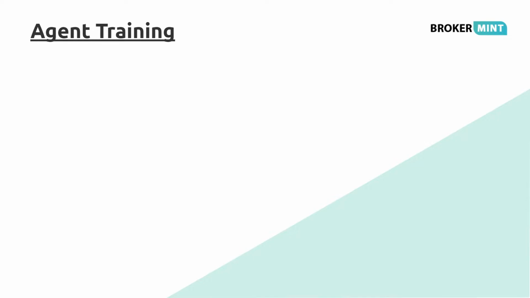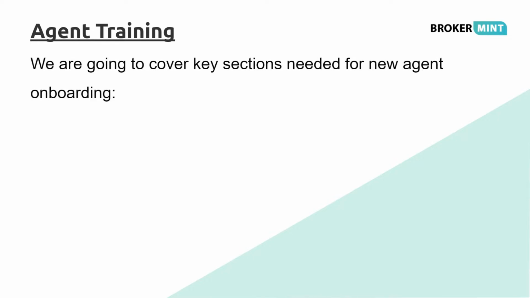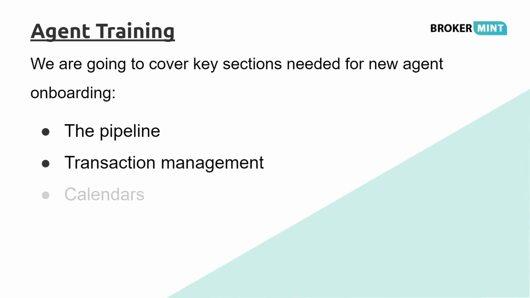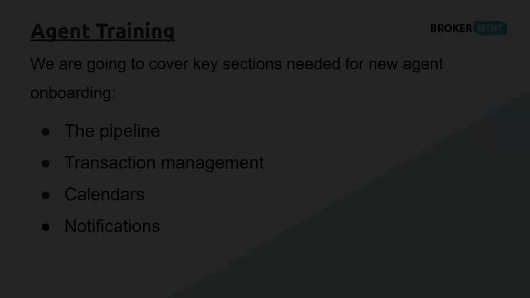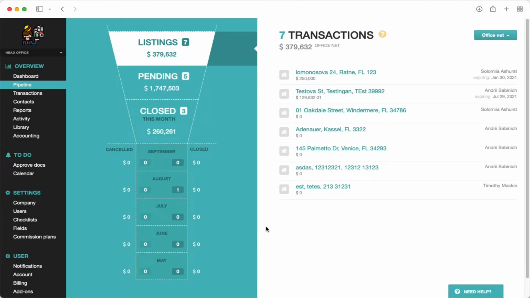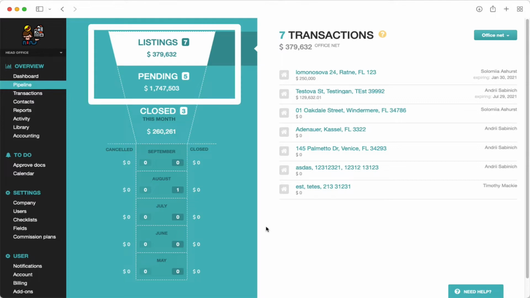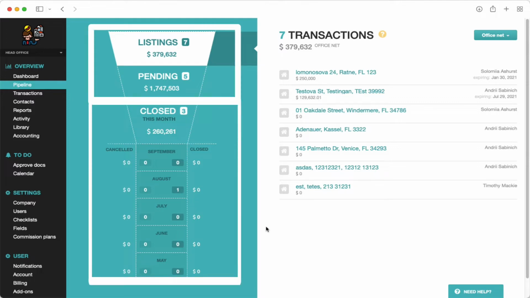In this video, we will cover key sections needed for agent onboarding: the pipeline, transaction management, calendars, and notifications. When you first log into your Brokerment account, you will see a pipeline page that shows a 6-month overview of the transactions in your account. The first two buckets display your current listing and pending deals, followed by closed this month, as well as closed or canceled in the previous 5 months.